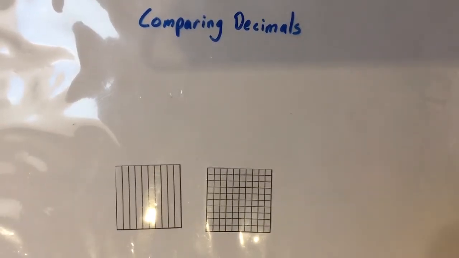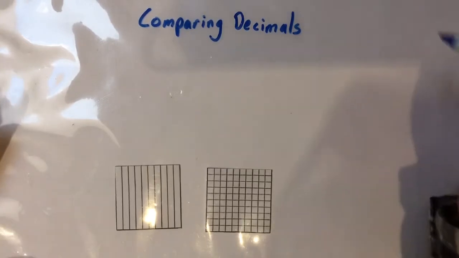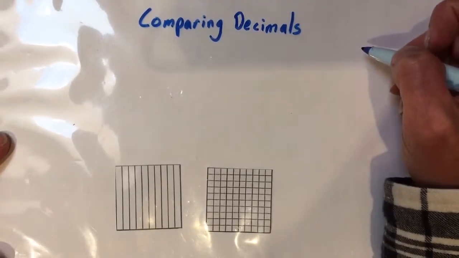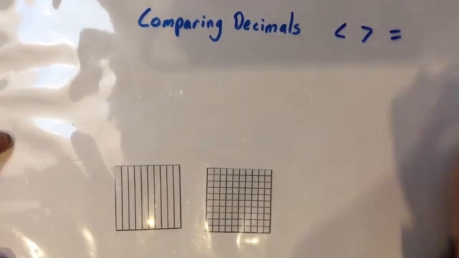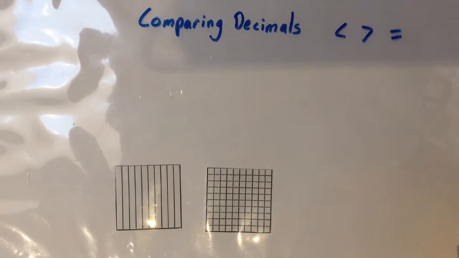I cannot believe that we have made it all the way through decimals and this is our final new material. Today we're going to be comparing decimals. Remember that when we compare any kind of numbers, we use the less than, greater than, or equal to symbol. So that's what we're going to be shooting for today.